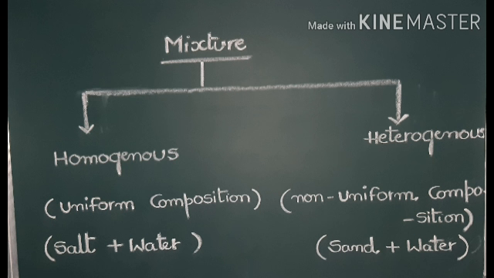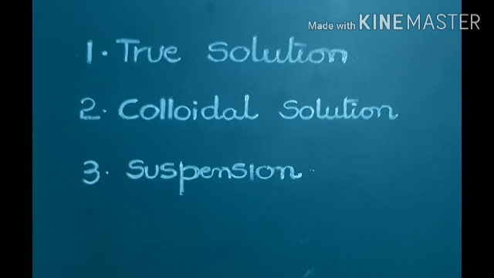In homogeneous mixtures, compounds are mixed with uniform composition, whereas in heterogeneous mixtures, the compounds are mixed with non-uniform composition. The best example of a homogeneous mixture is salt and water, and sand and water is the best example of a heterogeneous mixture.